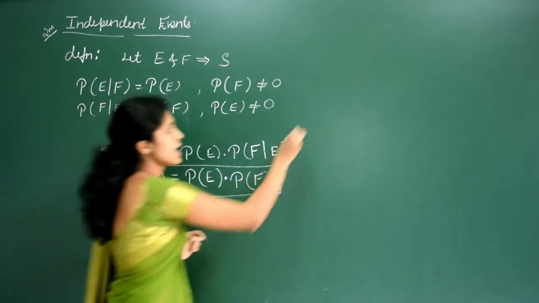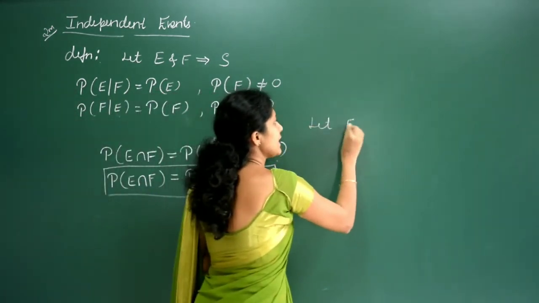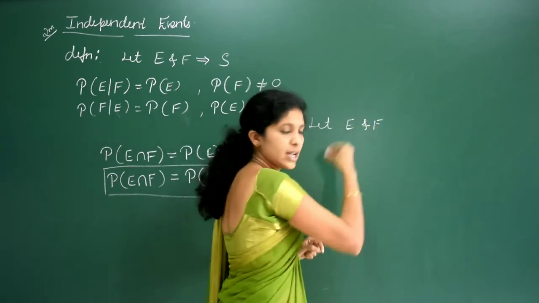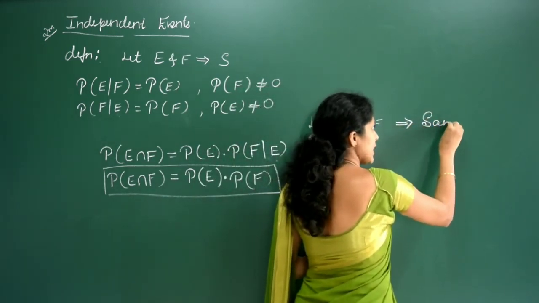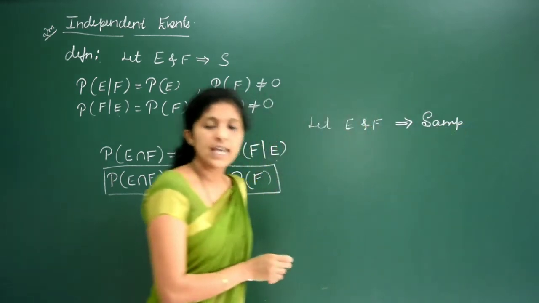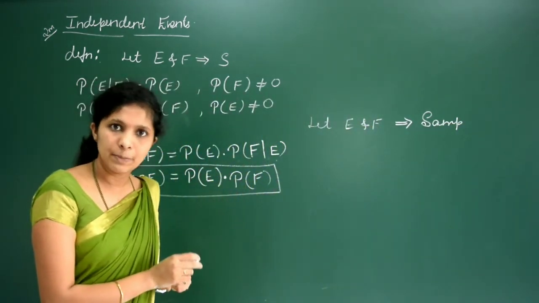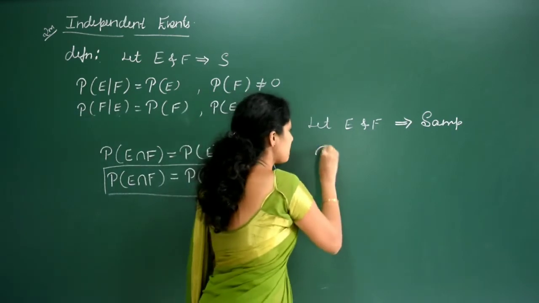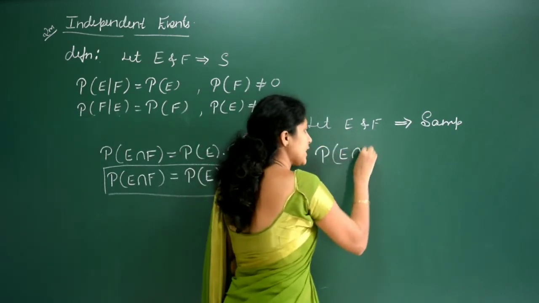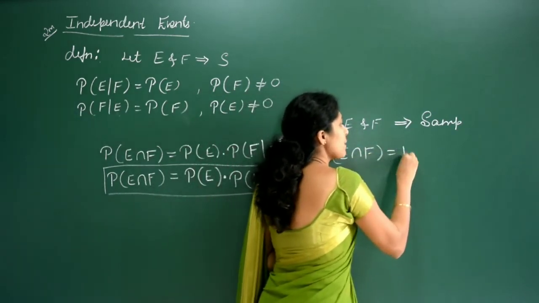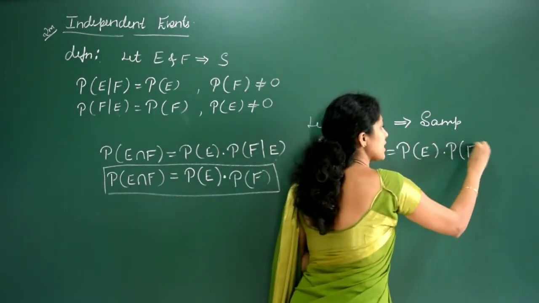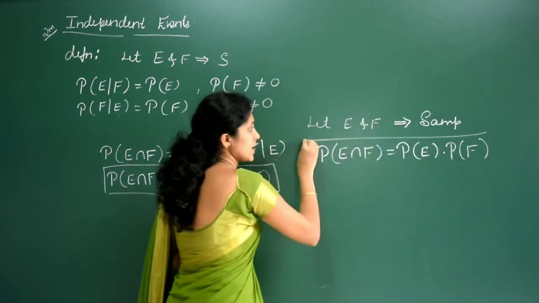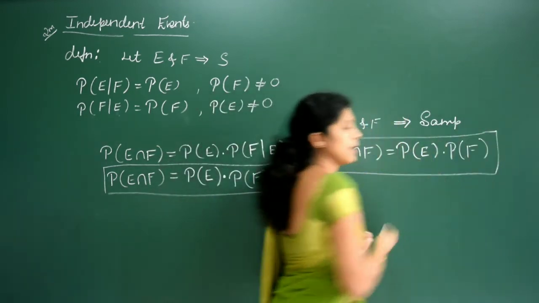So the definition is: let E and F be two events associated with a random experiment of a sample space. Then E and F are two independent events if P of E intersection F is equal to P of E into P of F. If this condition is true, then we can say that the two events are independent.